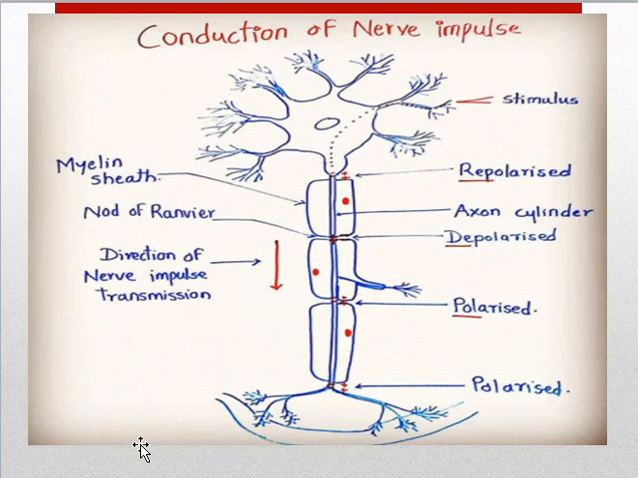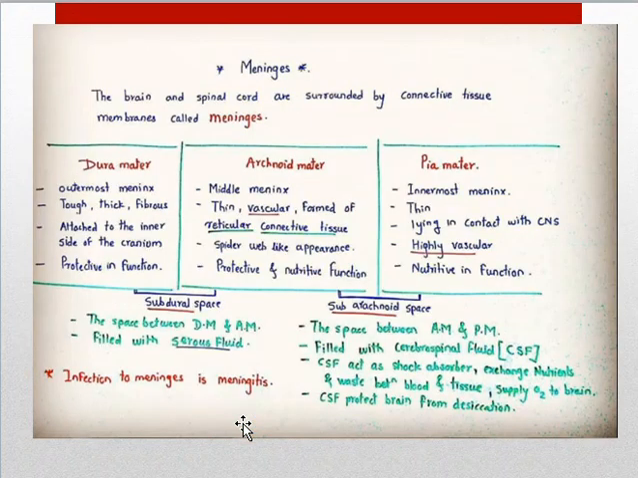Next is the conduction of nerve impulse. A nerve impulse is conducted with the help of a stimulus, and there is the myelin sheath and node of Ranvier. The direction of the impulse is from repolarized, then axon cylinder, then depolarized, polarized and then polarized. In this way the nerve impulse is conducted.